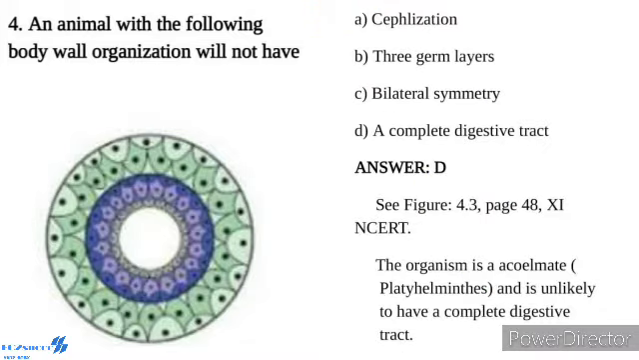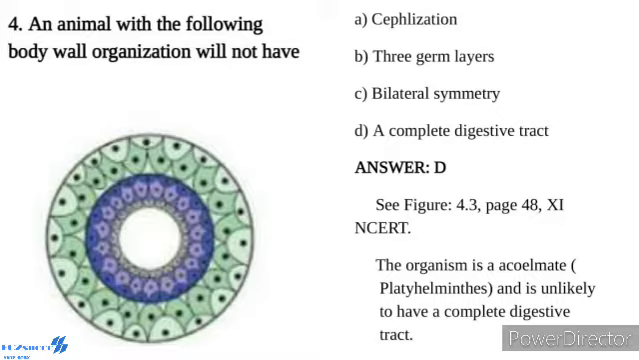Question number 4. An animal with the following body wall organization will not have. The diagram shows a sectional view of a coelomate. The presence or absence of a cavity between the body wall and the gut wall is very important in classification. The body cavity which is lined by mesoderm is called coelom. Animals possessing coelom are called coelomates. Examples: annelids, mollusca, arthropoda, echinodermata, hemichordata and chordata.